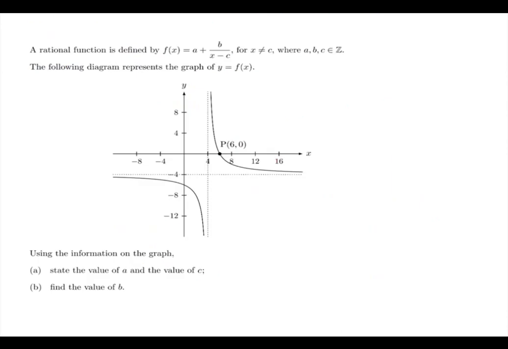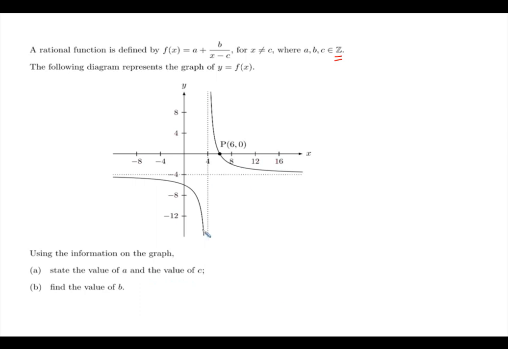All right, so let's take a look at another rational function problem. Now this one's a little bit different because they actually give you the graph and we're trying to find parts of the equation. So there's a rational function, f of x is equal to a plus b over x minus c. And they tell us that x cannot equal c, and a, b, and c are all elements of the integers. So they could be positive or negative whole numbers. They want us to find the values of a and c.